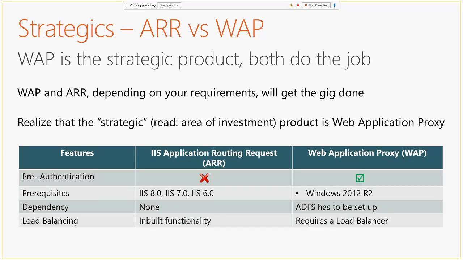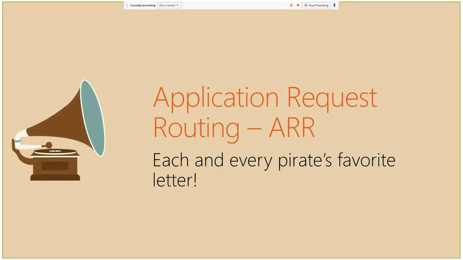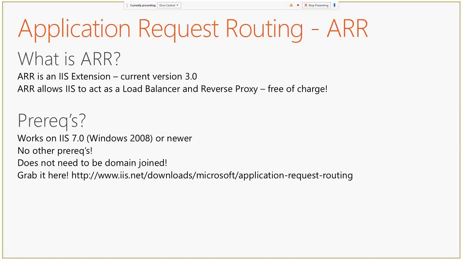All right, so let's jump in with ARR, each and every pirate's favorite letter. So what is ARR? ARR is basically nothing more and nothing less than an IIS extension. When you go to the IIS.net site and Bing for ARR, you're going to get to the download page, which is just going to install a bunch of extensions for IIS. Prerequisites for that, not really much. It works starting from IIS 7 to the newer IIS versions on 2008 R2 and 2012 R2 as well. No other prerequisites really, no need to be domain joined, seeing that we cannot do any pre-authentication.